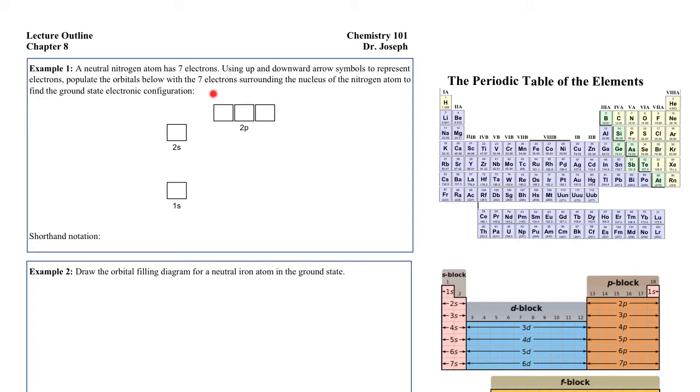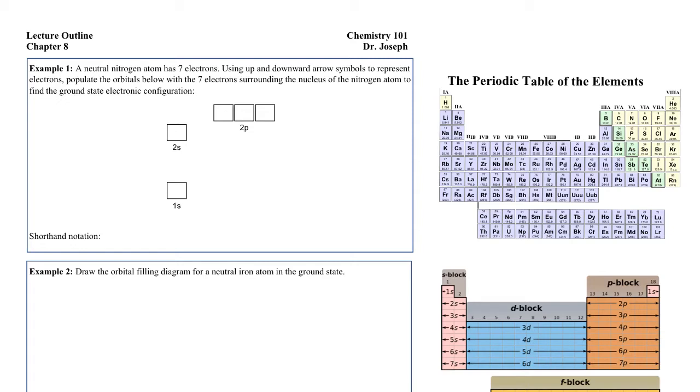And then after we do that graphical representation, we're going to learn about the shorthand notation, how we can write it out in just a short little line. And all the while, please have your periodic table and possibly this orbital filling diagram so you can follow along and it makes more sense to you that way. So let's get started talking about nitrogen.